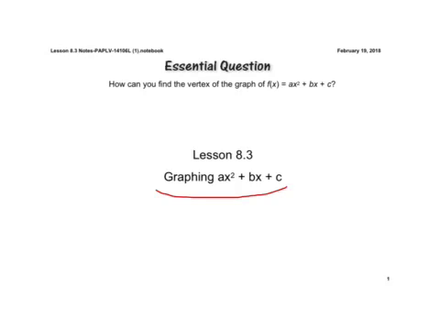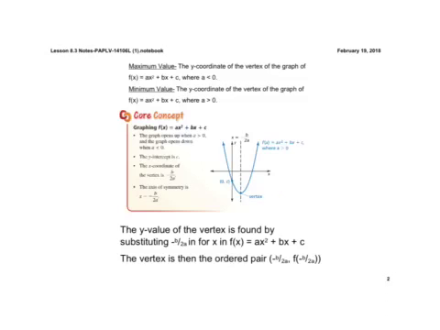So open your WSQ journal to lesson 8.3, and we shall begin. One of the first things up here talks about maximum values and minimum values. A maximum value for a quadratic function will occur when the parabola opens down. And for the parabola to open down, remember the a has to be less than 0.